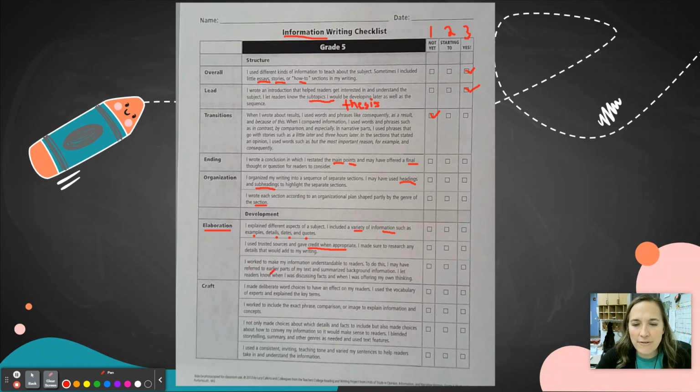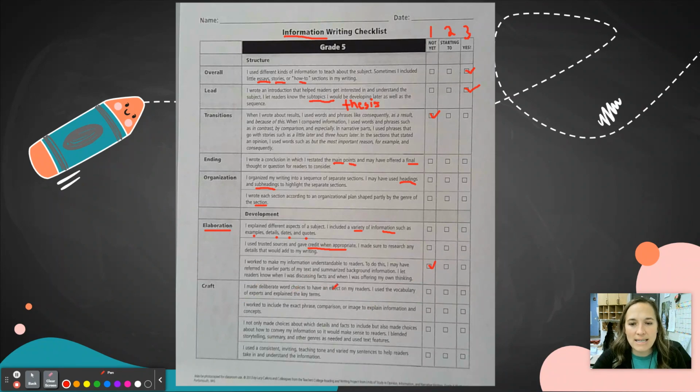To do this, I may have referred to earlier parts of my text, summarized background information. I let readers know when I was discussing facts and when I was offering my own thinking. That is an advanced thing we really didn't work so much on this time, so many of you are going to have a not yet for that, and that is okay. That's something that we're working towards.